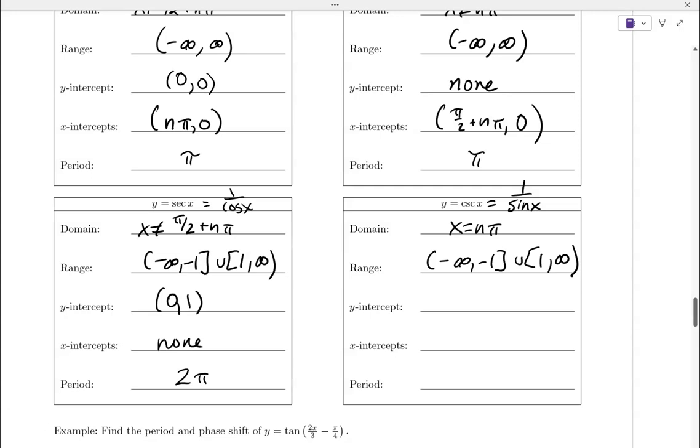What happens when you put in 0 for x this time? What do you get? Yeah, you get a 0 in the denominator, right? So is there a y-intercept here? No. In fact, there's an asymptote at x equals 0, right?